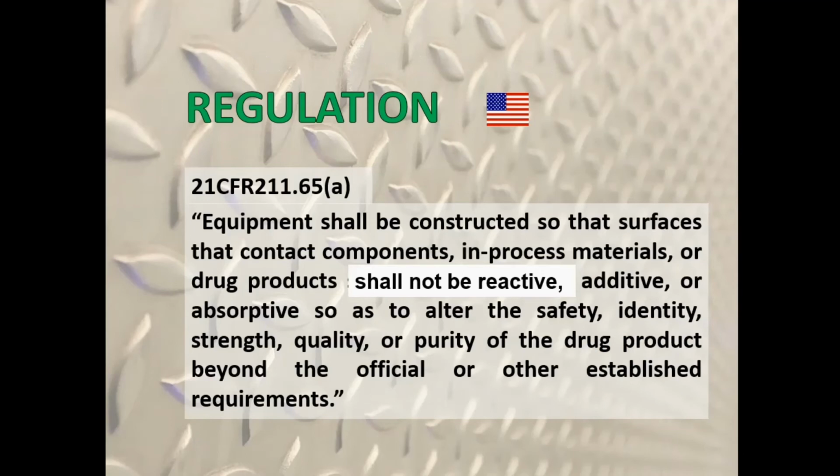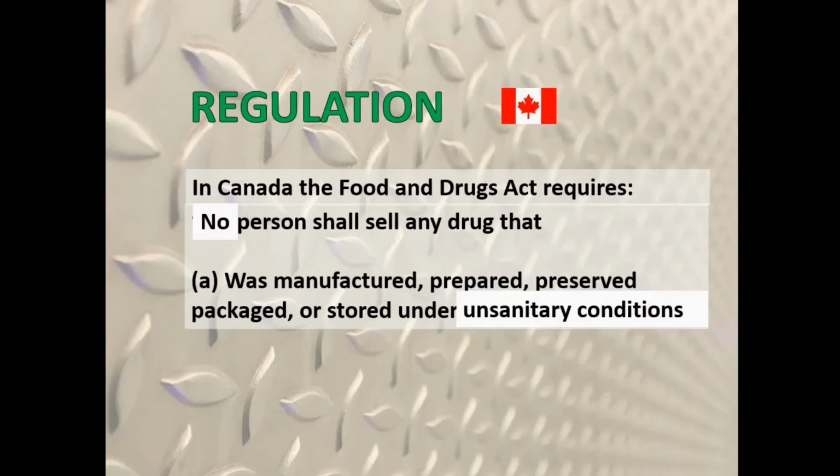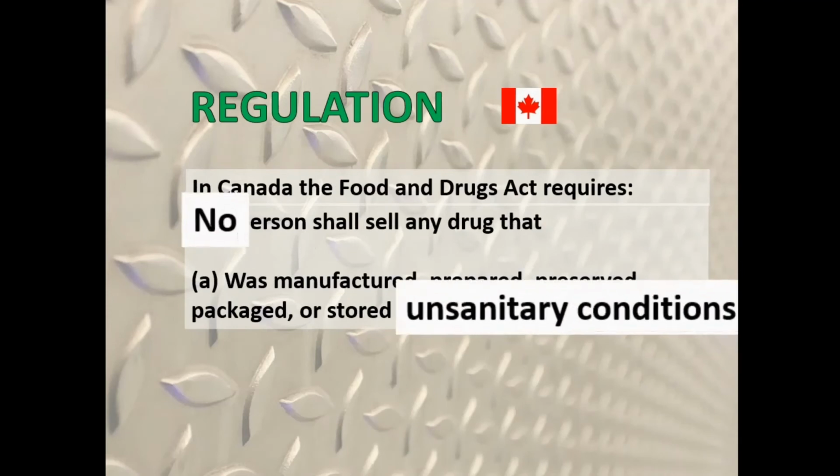The Code of Federal Regulations requires that the surface in contact with processed materials should not be reactive. If stainless steel is not passivated, it will react with materials. In Canada, the Food and Drugs Act requires that drugs are manufactured in sanitary conditions, with the absence of a passive layer in a water loop, for example, or other equipment and systems.